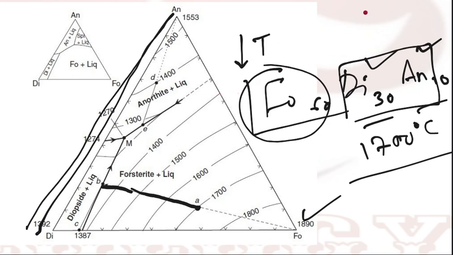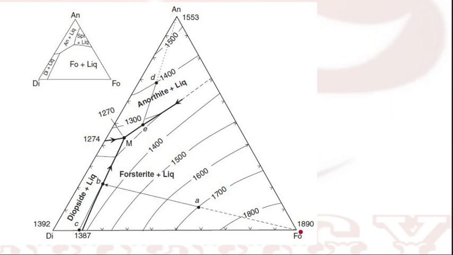So now when it joins the dioxide phosphorite cotectic curve here at point B, what happens?